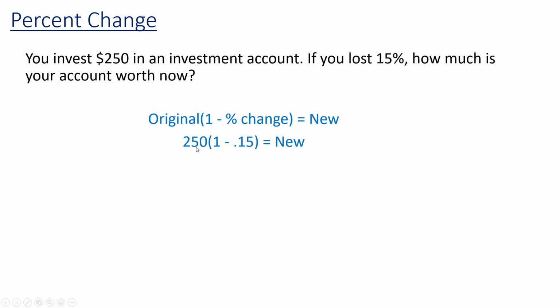We still plug in our 250. We still plug in our 0.15. A reminder: anytime you use percents in math, we change it to a decimal first. So we do this 1 minus 0.15, and now we get 0.85 for that. 250 times 0.85, again, just pull out your calculator. $212.50 is the new amount. Okay, so you lost 15%, you're now down to $212.50.